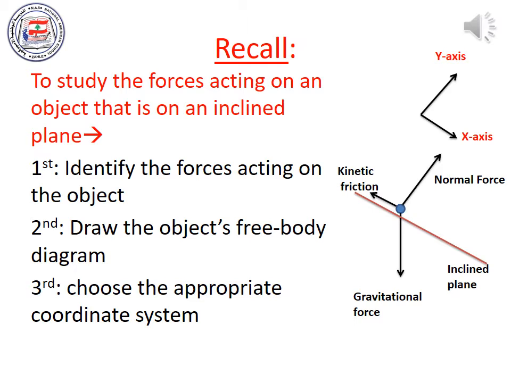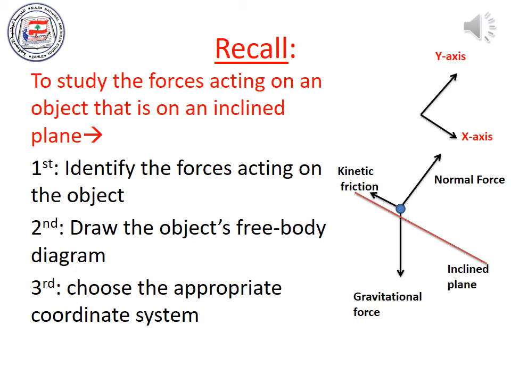So as a recap, in order to analyze the situation of an object on an inclined plane, first we identify the forces acting on the object, which are the normal force, the gravitational force, and the kinetic friction. The kinetic friction acts parallel to the inclined plane and opposite to the motion. The normal force is perpendicular to the plane, and the gravitational force is downwards toward the center of Earth.